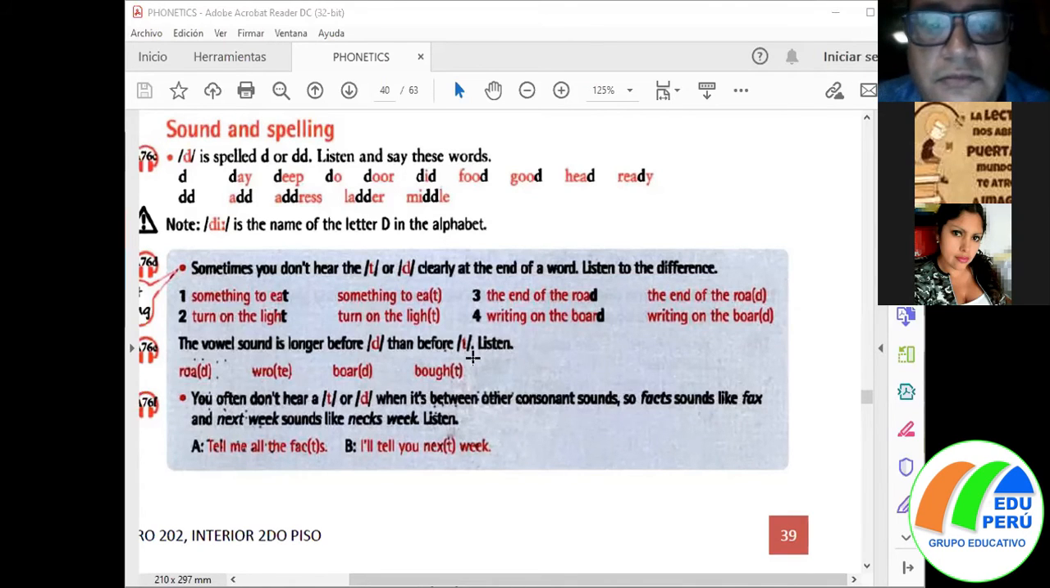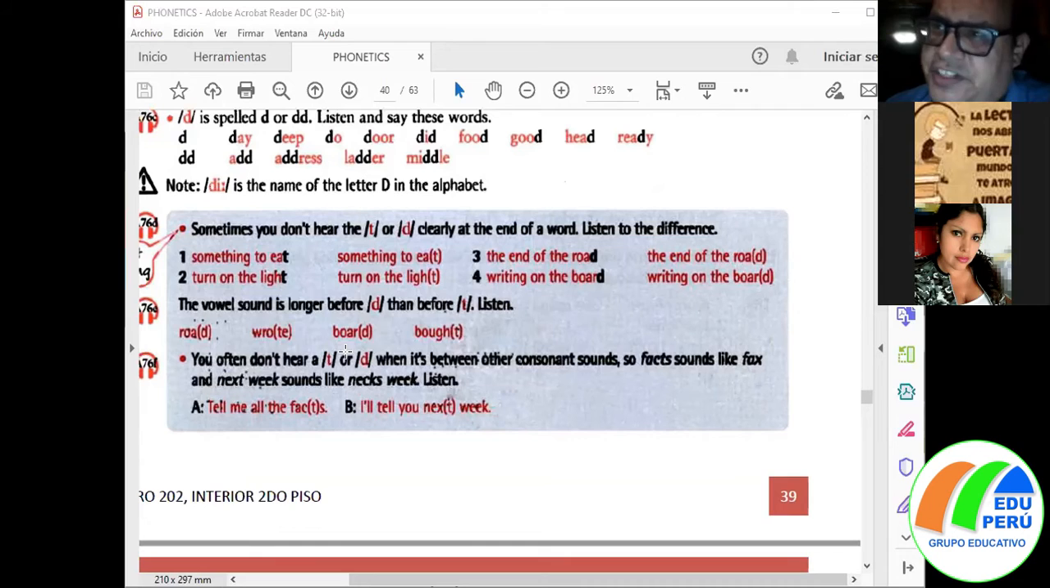Number 3, the end of the road. This is in a slow way. Now, connected: the end of the road. The sound da is not strong. Number 4, writing on the board. Da. In a connected way: writing on the board. Notice that the da is pronounced very soft or sometimes disappears. You don't pronounce the sound da. Writing on board. And notice you are going to do that.